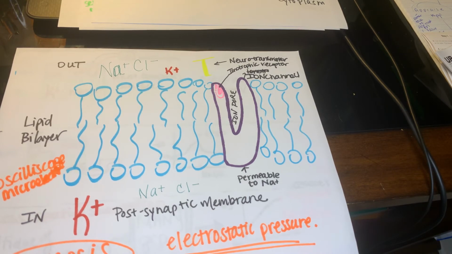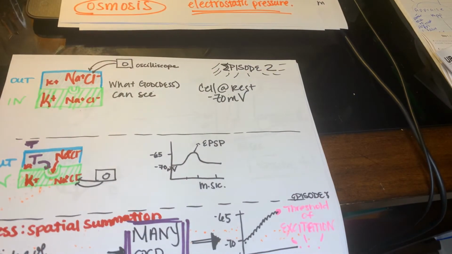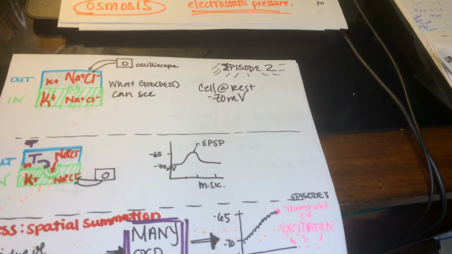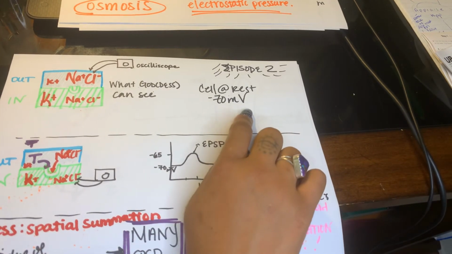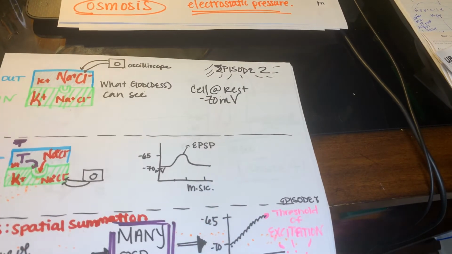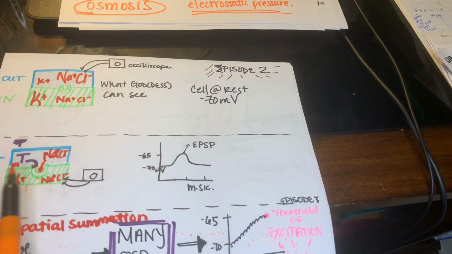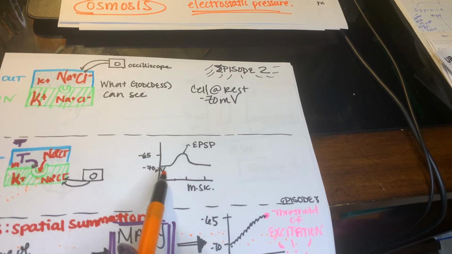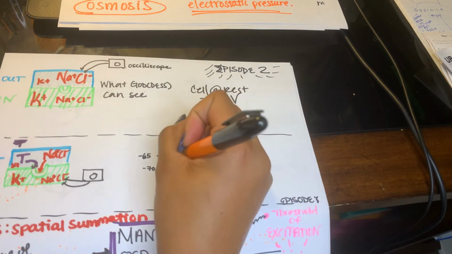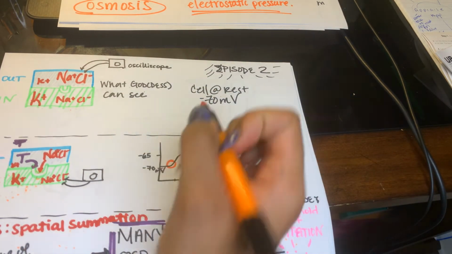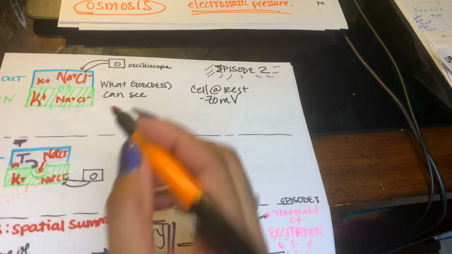All right. At rest, the cell at rest registers at -70 millivolts on the oscilloscope. If the neurotransmitter were to bind to the receptor binding site, then the receptor would open the sodium, and then the sodium would enter into the cell. And here we would see on the oscilloscope a rise, a slight bump. This is called an EPSP.